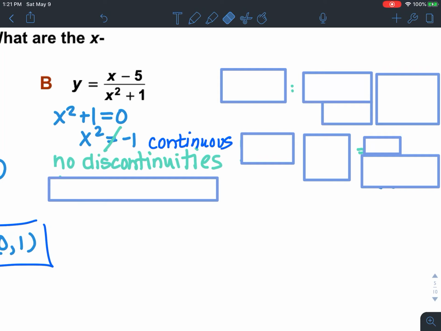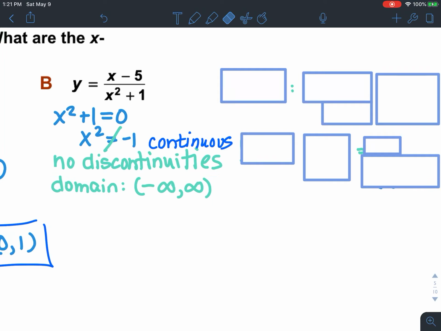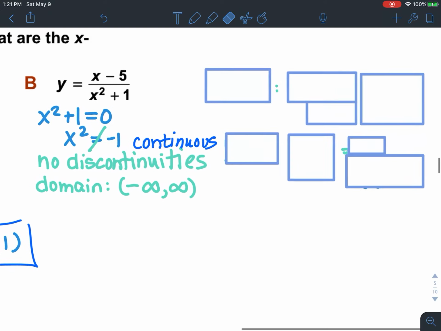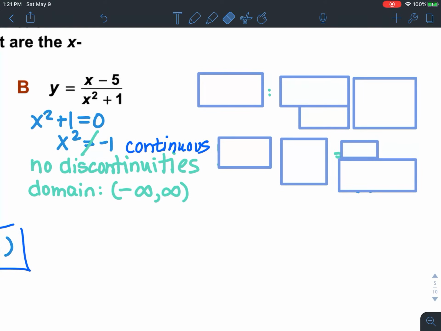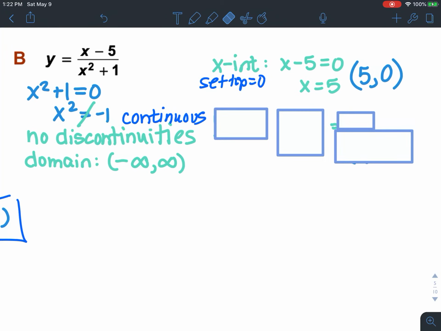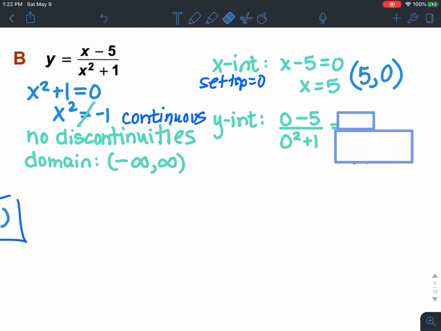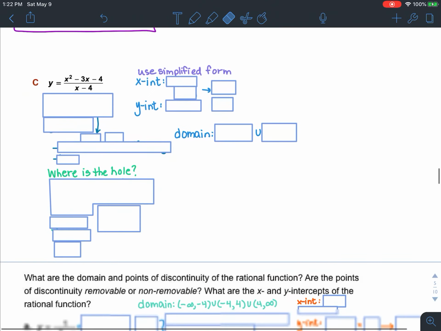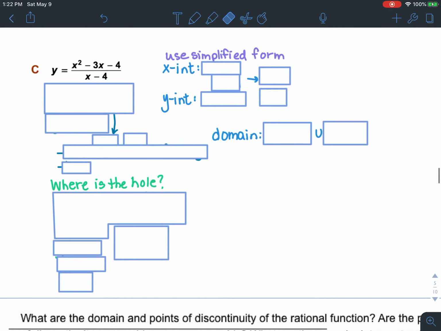So what is the domain if this is continuous? It's everything. You don't have to stop because there's nowhere you have to pick up your pencil. The x-intercepts, remember, you set the top equal to 0. So x minus 5 equals 0. So x is 5. So that means there's an x-intercept at 5, 0. The y-intercept, you put in 0 for x, and we get negative 5. So there's a y-intercept at 0, negative 5. And again, this is all prep for you to have to graph these.